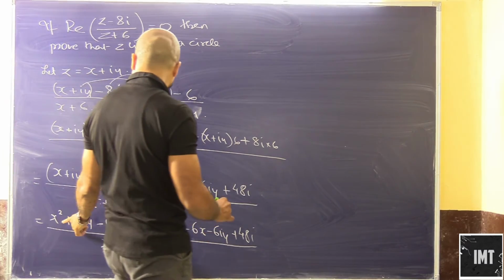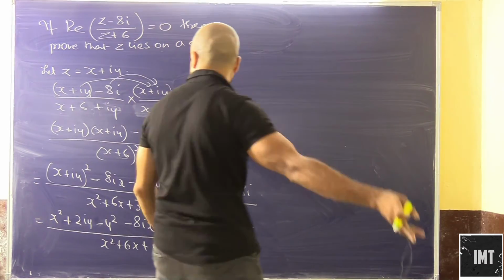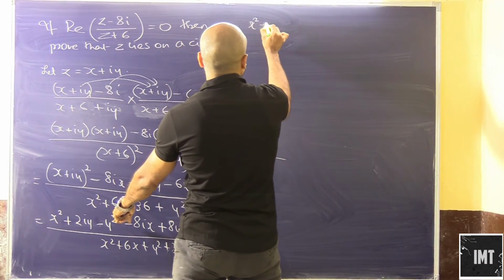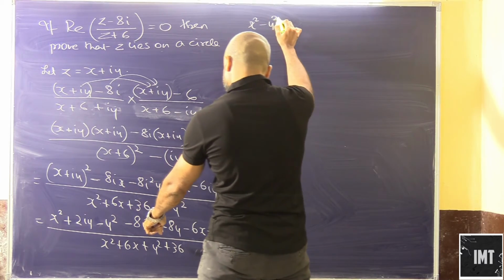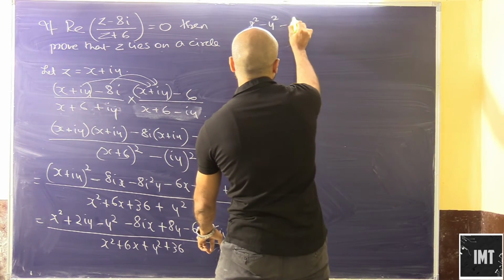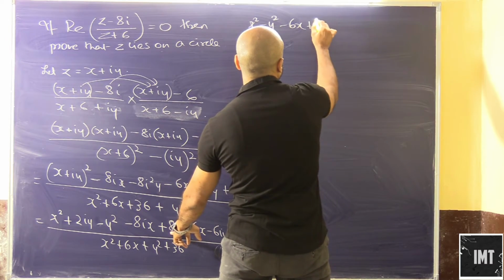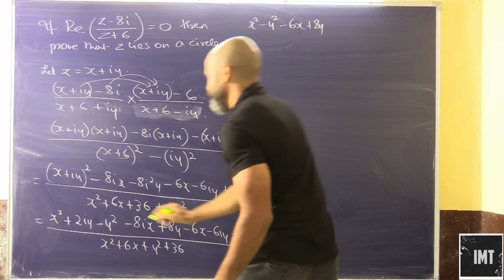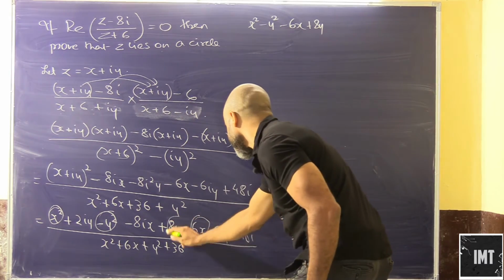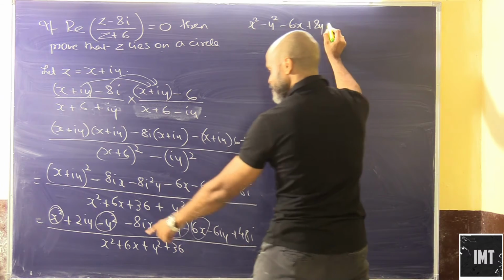So what do we have here? x square, so here we will have x square minus y square. I'm just placing all the minus 6x plus 8y. So the real parts have all been assembled at one place: x square minus y square minus 6x plus 8y. Okay, now we are left with the imaginary part.